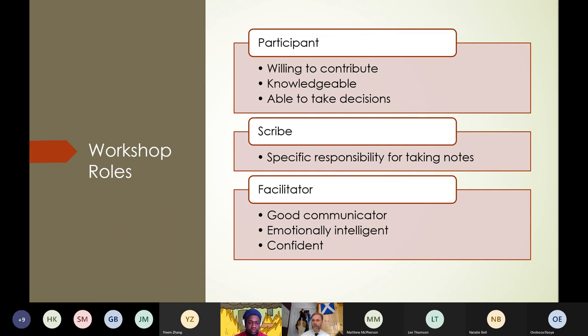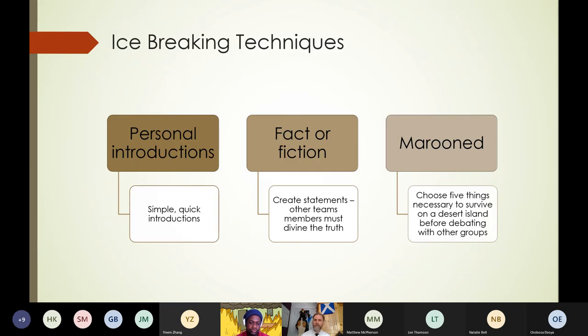So talking about bringing people out of their shell, there might be some techniques that you can use to just break the ice. People may or may not know each other, so you might want them to introduce themselves. Just go around the room. I'm Fred and I'm in the delivery division. I drive a van.